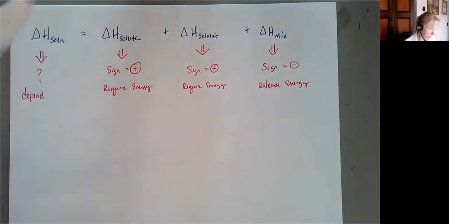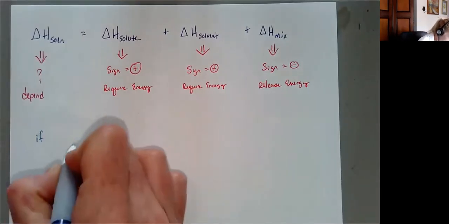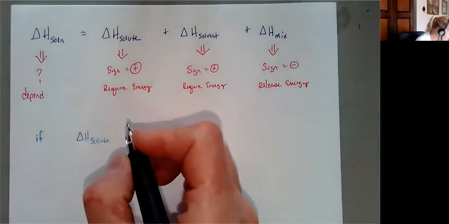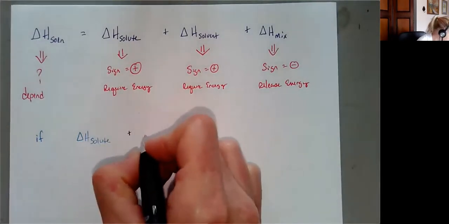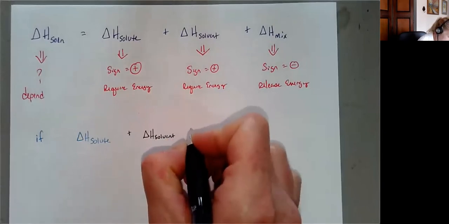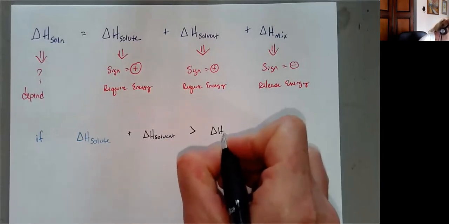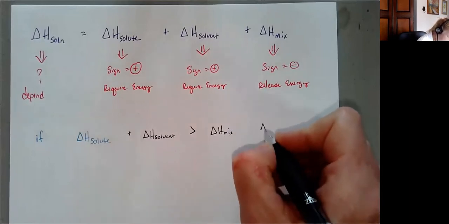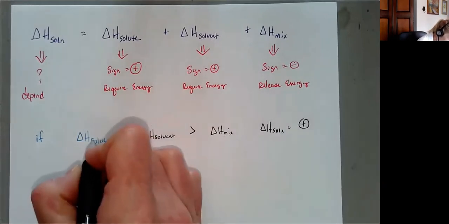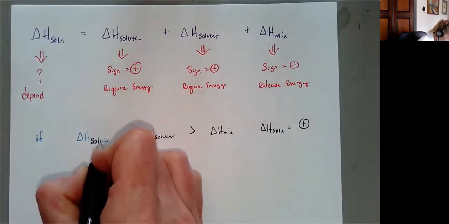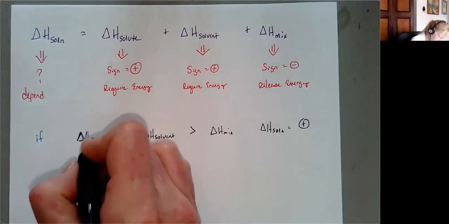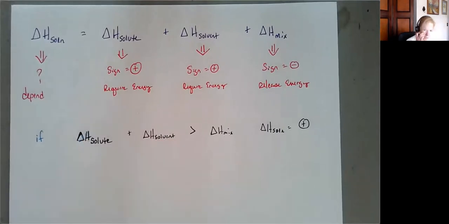So if we think about it, if my delta H of solute plus my delta H of solvent is greater than my delta H of mix, then my delta H of solution is going to be positive, and chances are that solution is not going to form. So that would be one scenario.